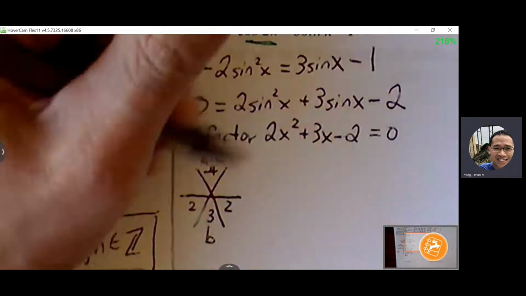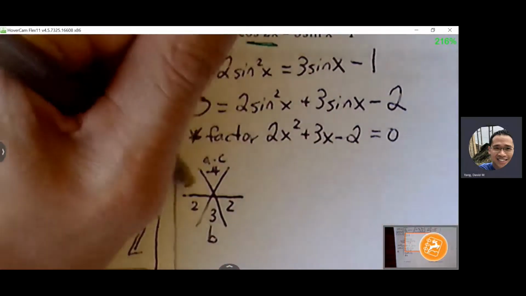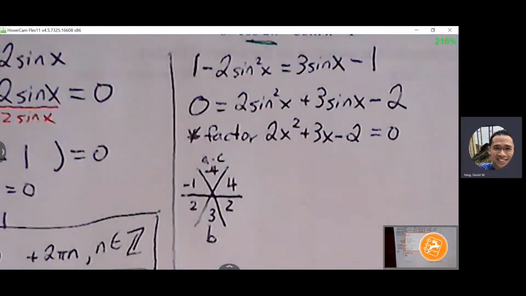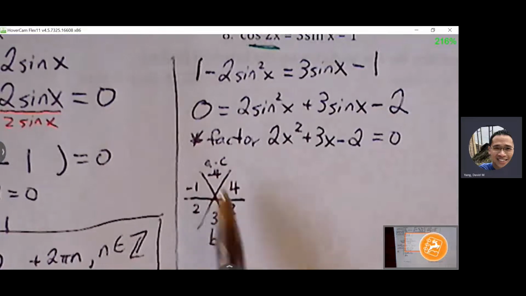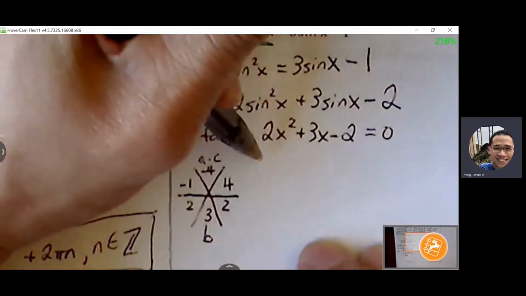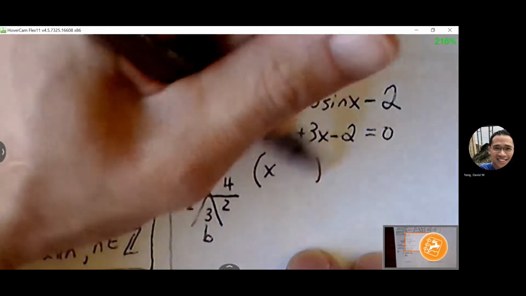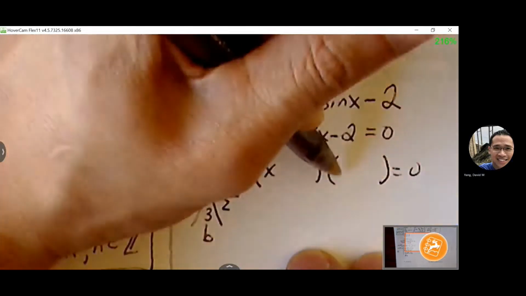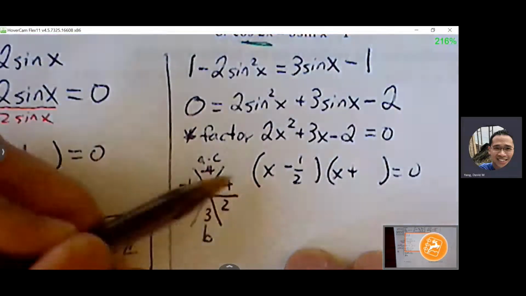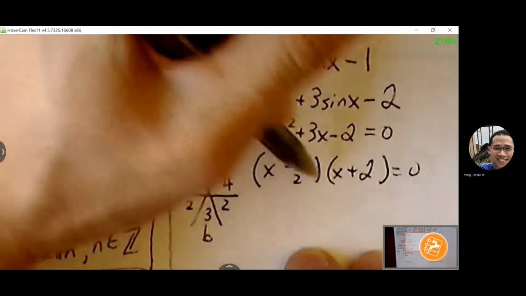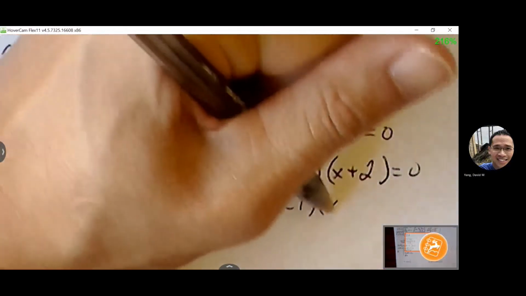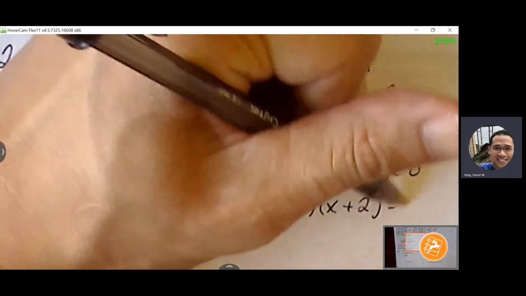Yeah, -1 and 4. Double check this. 4 times -1 is -4. 4 minus 1 is 3. We go to our fractions. Four over 2 can reduce to be just 2. Push that 2 out in front. And then make sure you bring your trig function back.